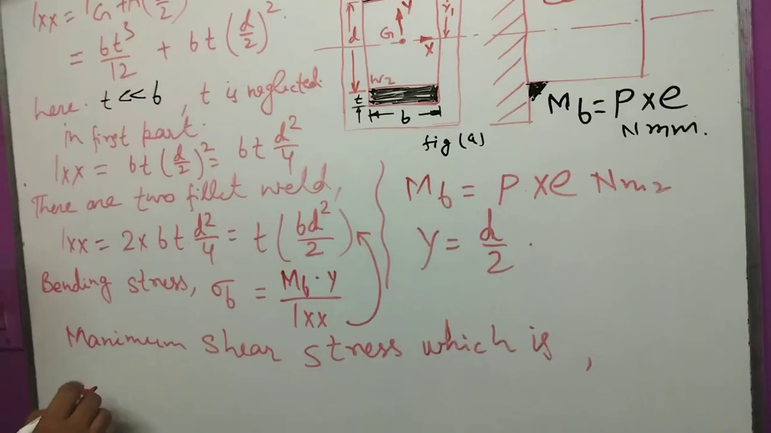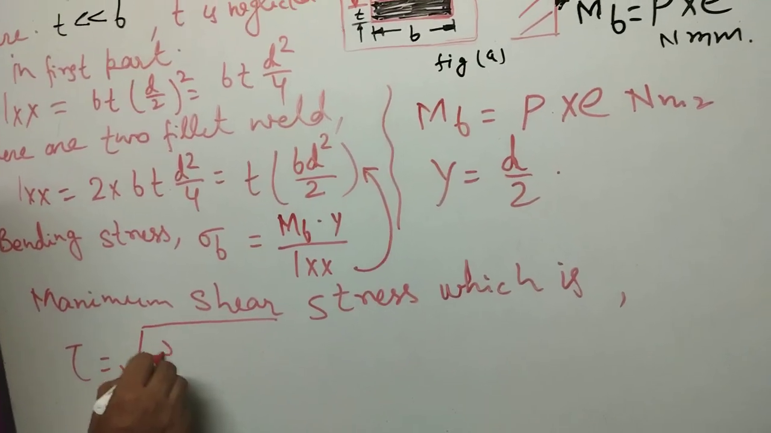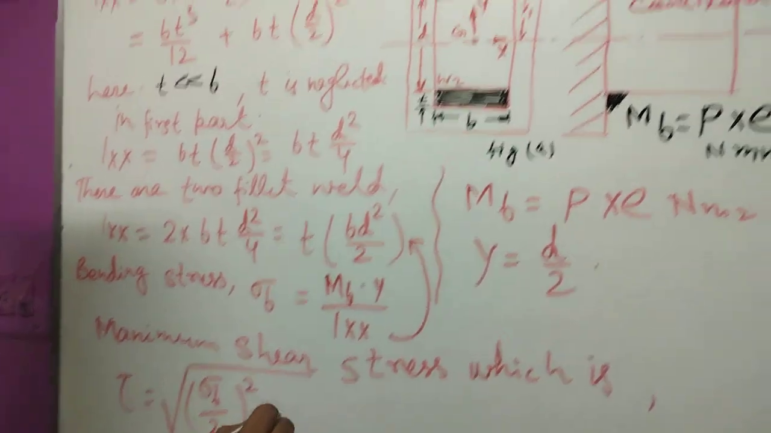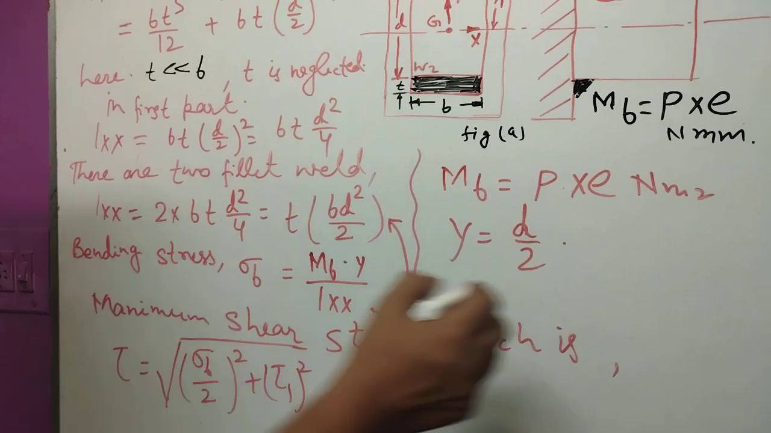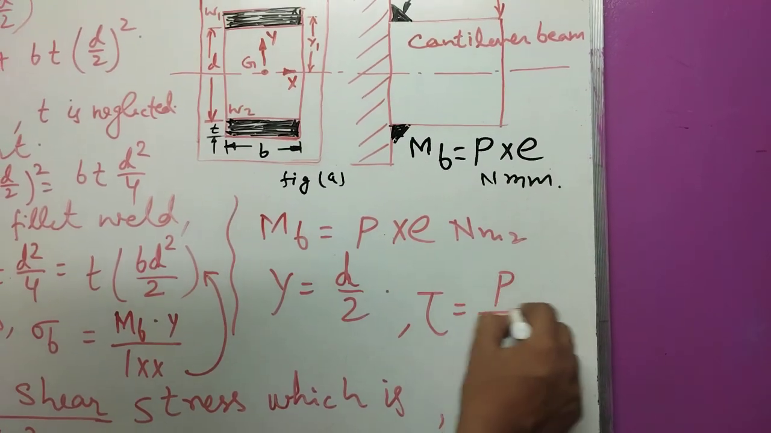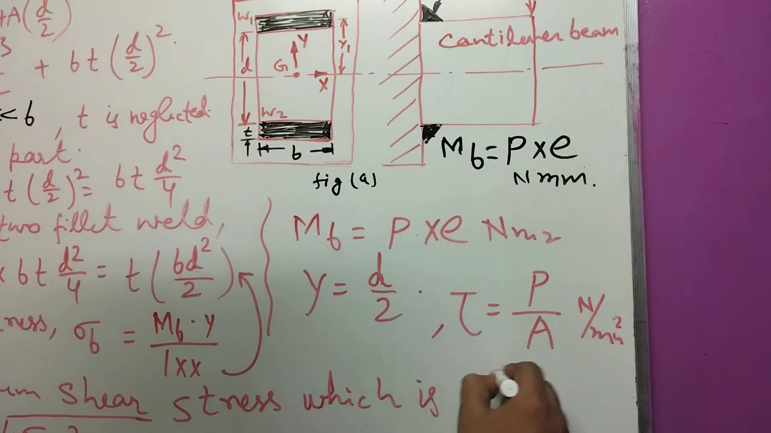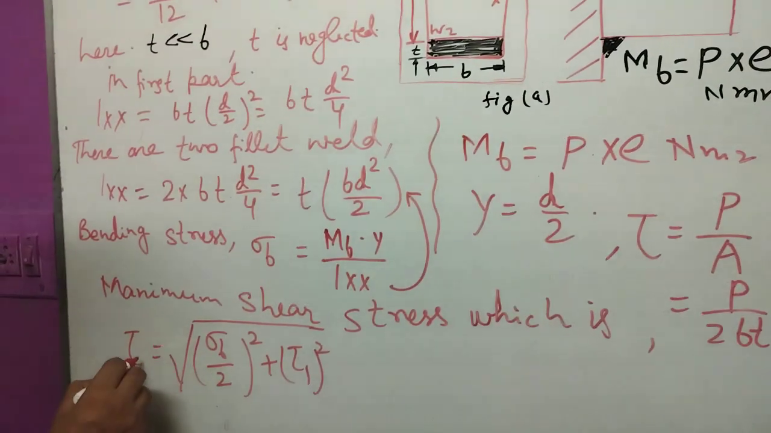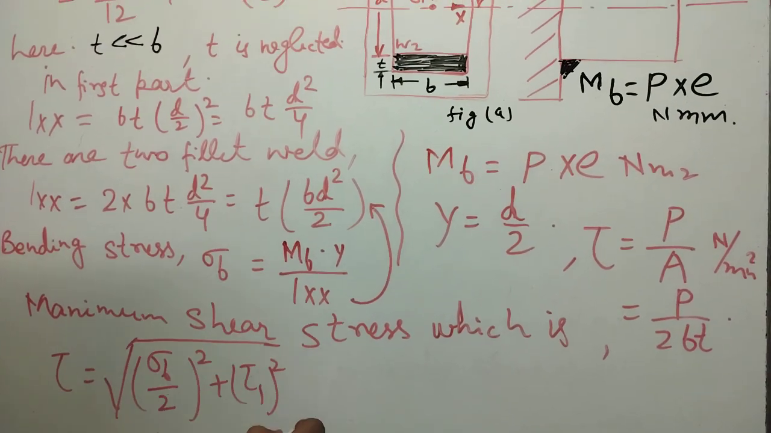applying the maximum shear stress theory, tau equals the root of (bending stress sigma b by 2) whole square plus tau 1 whole square, where tau 1, calculated earlier, equals P divided by area, in Newton per millimeter square, that is P divided by 2Bt. From this formula we can calculate the maximum shear stress.